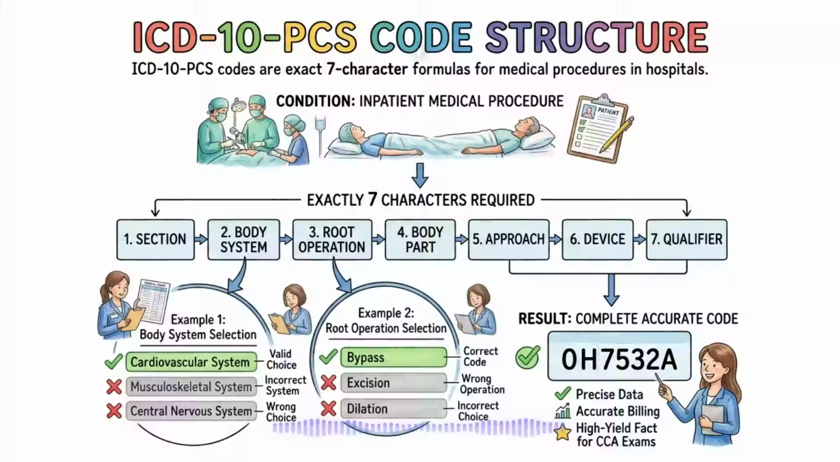The structure of an ICD-10-PCS code is very rigid and completely different from a diagnosis code. Every single PCS code is exactly 7 characters long, and each character has a very specific and unchanging meaning. The characters represent details like the body system involved, the root operation performed, the specific body part, the surgical approach, and any devices left inside the patient.